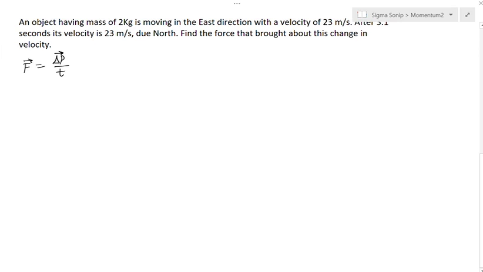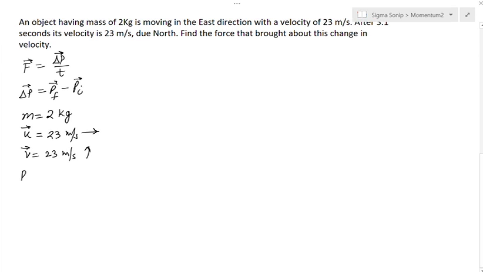To find delta P, I need to do P final minus P initial. And again, the quantities that are given are: m is given as 2 kilogram, u, the initial velocity, is 23 meter per second, east, v is equal to 23 meter per second north.